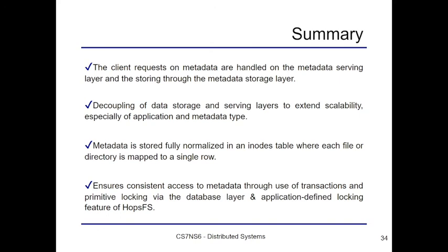We discussed the architecture of the systems by its layers. We also discussed index node tables. Metadata is stored fully normalized in an inodes table where each file or directory is mapped to a single row. Inodes or index nodes can hold metadata and additional information describing the file or directory. We also covered how the system ensures availability to the metadata by using transactions and primitive locking by the database layer and the application-defined locking feature.